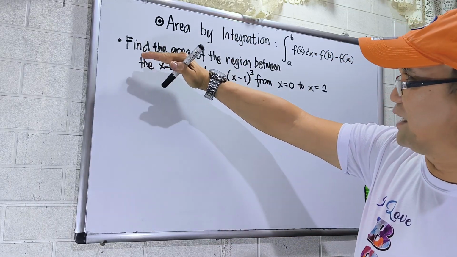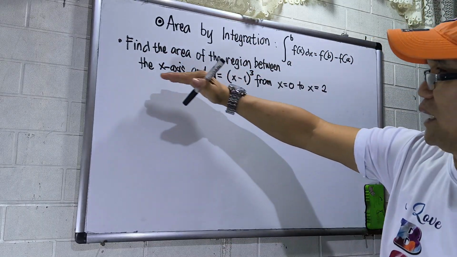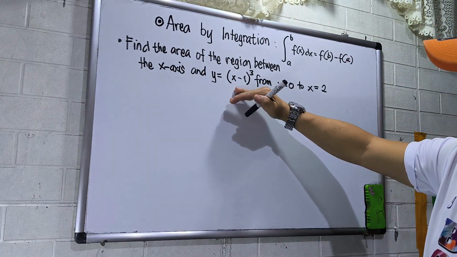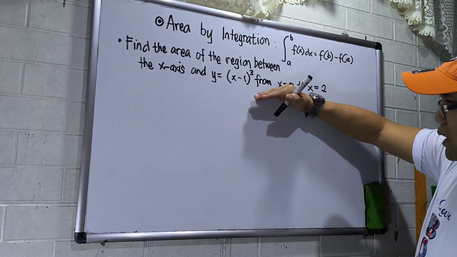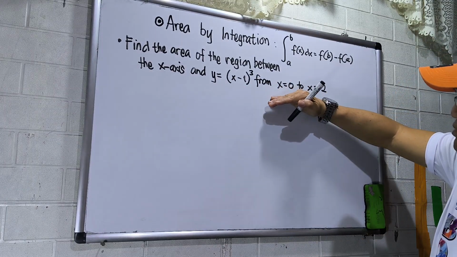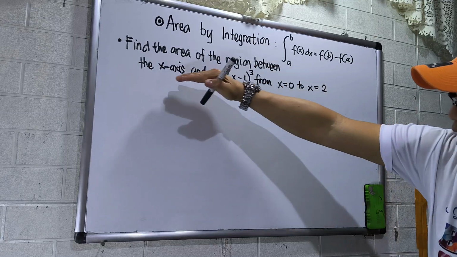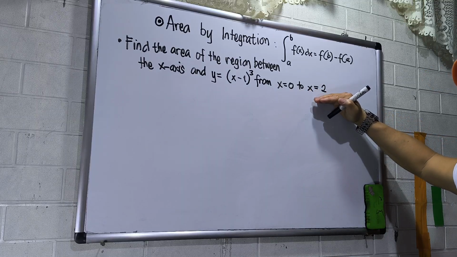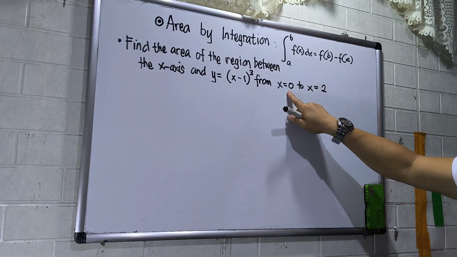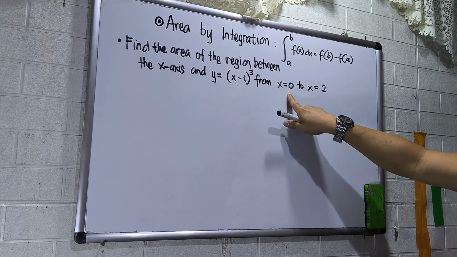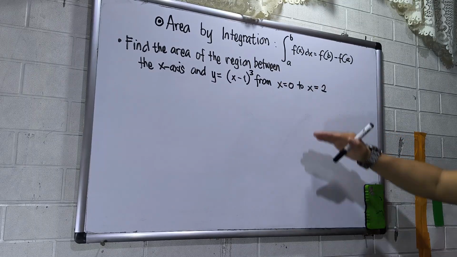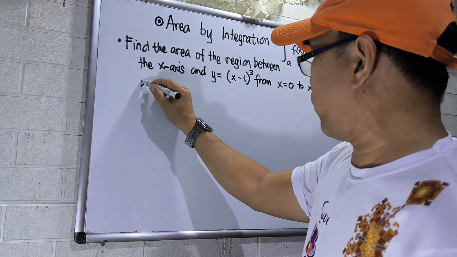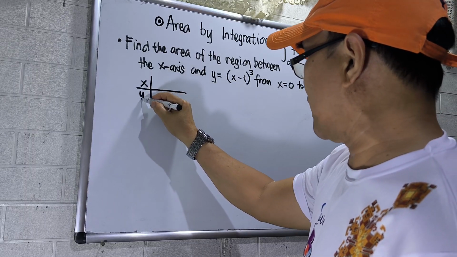So I have here: find the area of the region between the x-axis and y equals (x minus 1) raised to the power of 3. Then the limits are given from 0, because between the x-axis, so there is a limit from x = 0 to x = 2. So meaning, we start with tabulation from 0 until we come up with these limits. Okay? So first, we have to tabulate using x and y.